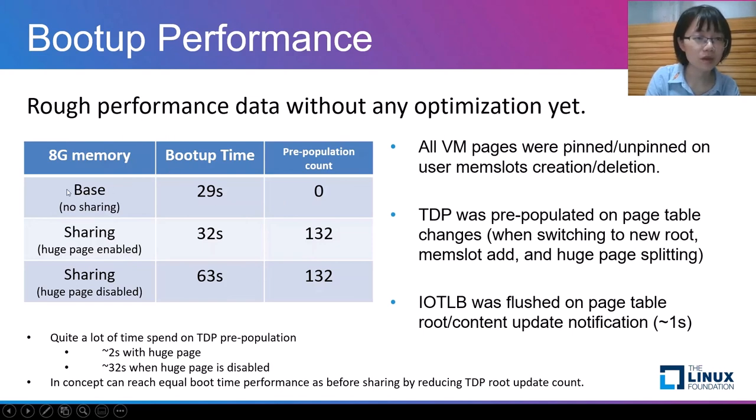From the table, we can see that the baseline data without sharing for boot up is 29 seconds. And after sharing, if huge page is enabled during pre-population, it takes 32 seconds for boot up. The extra 2 seconds is taken by the 132 times of prepopulation. The time is even more if the prepopulation is with huge page disabled. In concept, after sharing, the boot up performance can reach that of before sharing by reducing the TDP root update count.